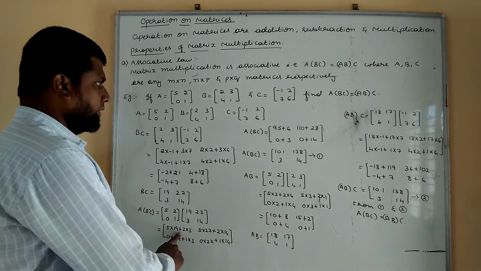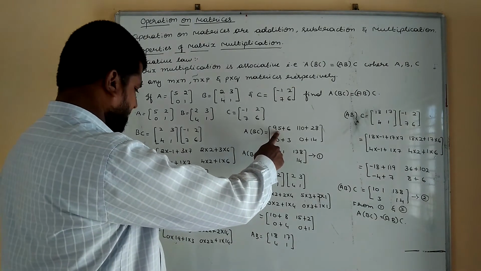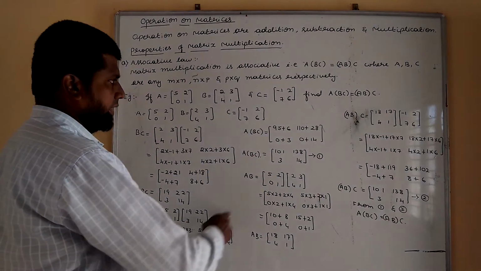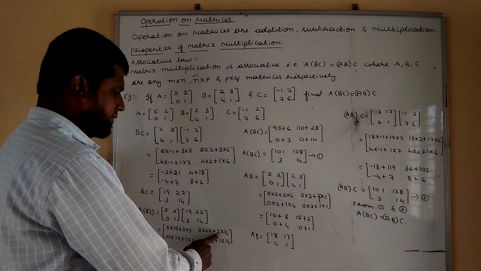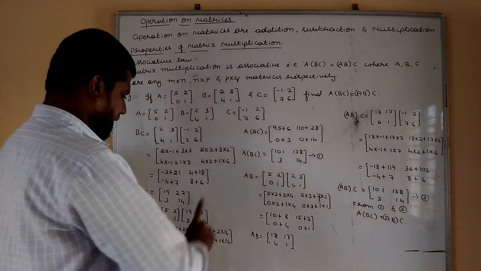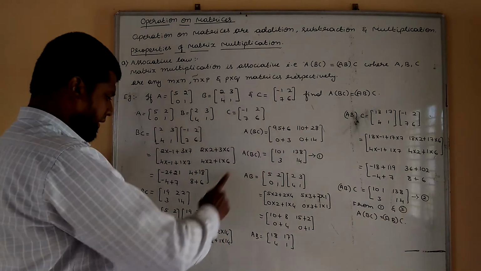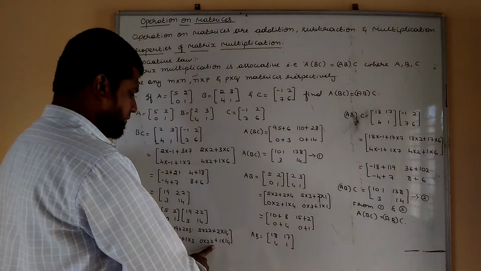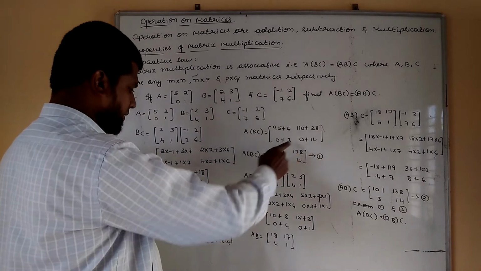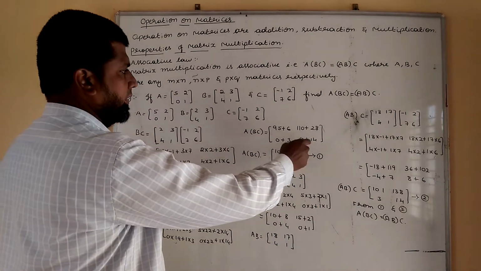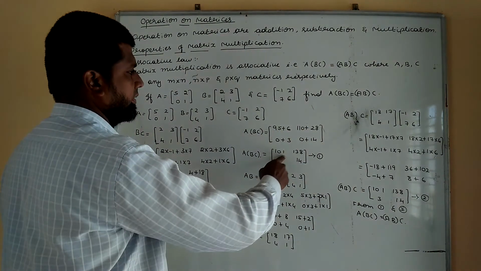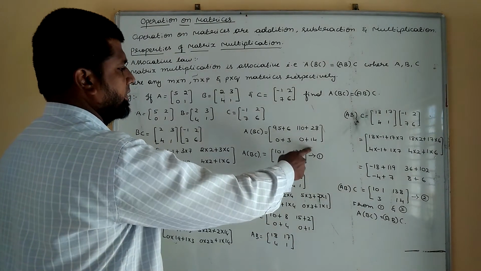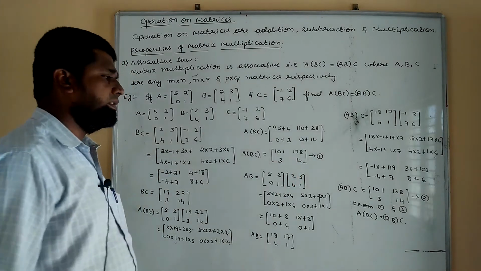So 5 into 19 is 95. 2 into 3 is 6. Then 5 into 22 is 110, plus 2 into 14 is 28. 0 into 19 is 0. Then 1 into 3 is 3. Then 0 into 22 is 0. 1 into 14 is 14. If you add this one, 95 plus 6 is 101, 110 plus 28 is 138. Then 0 plus 3 is 3, 0 plus 14 is 14. Let us consider this as A1.